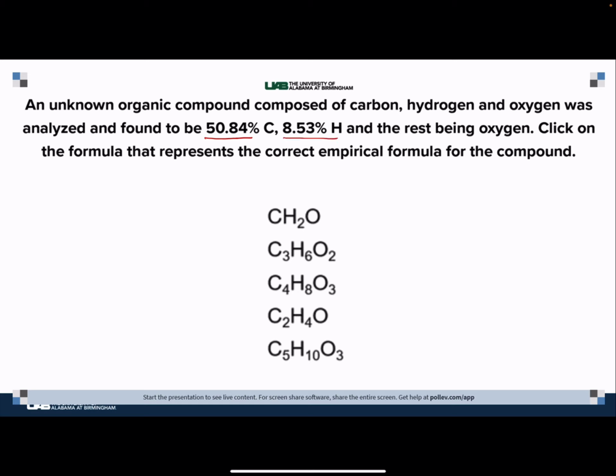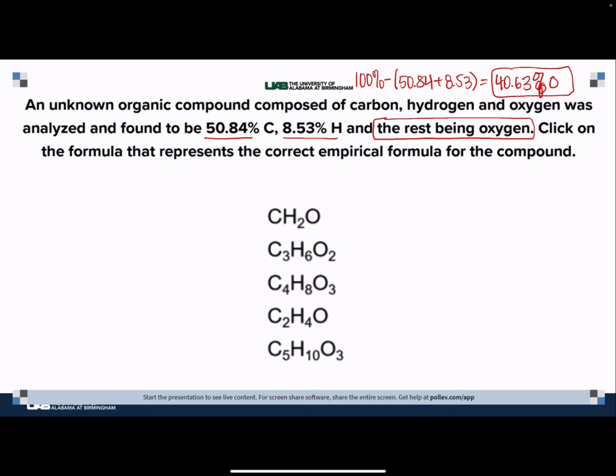All right, so if I look at this and I read the question, I see that I do not have percentages that add all the way to 100. That is okay because it says the rest is oxygen. So I can take the fact that all of my parts should add up to 100%. I can subtract from that whole the parts that I do have, so the 50.84 and the 8.53. And I can figure out the part that should be attributed to oxygen, which is 40.63. Whoops, that should be a percent.